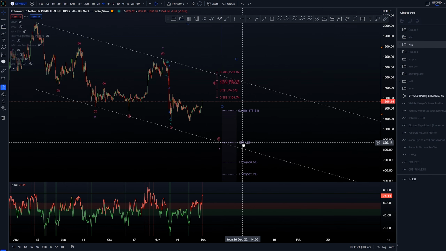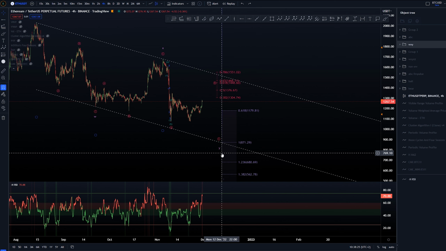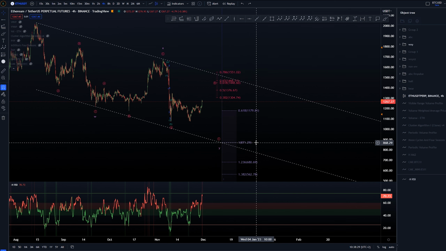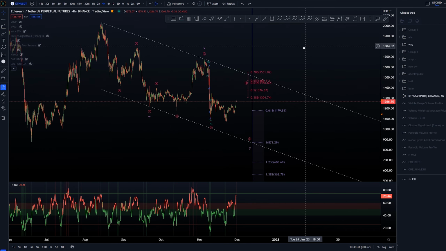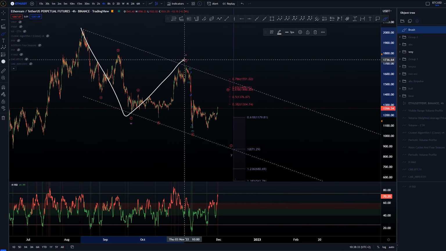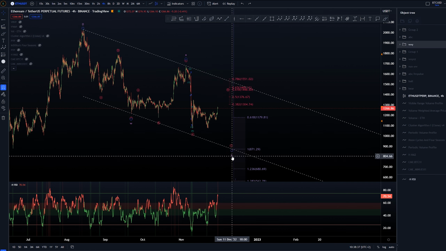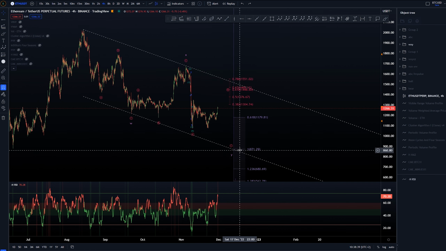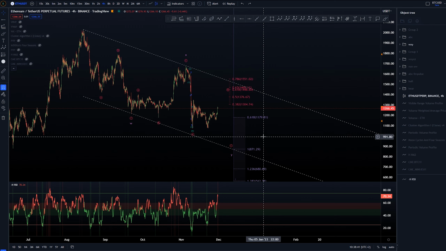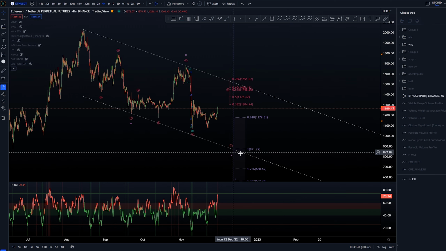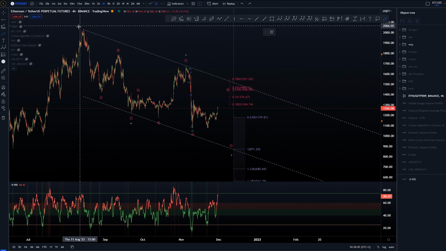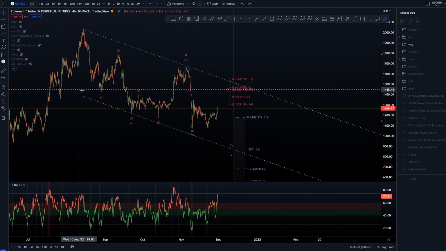The 1-to-1 in time would be around the 13th of December, and in price it would be around $871. Again, that would be something like this. But the 1-to-1 in time and price doesn't need to be met. They are just more of a guideline. This is very much the same action as well as the channel here.